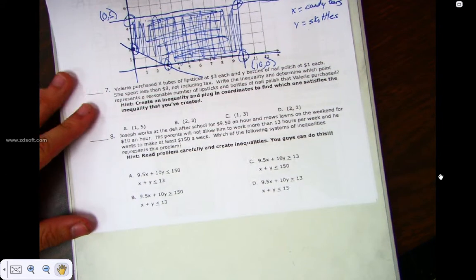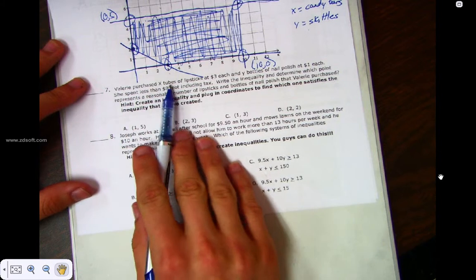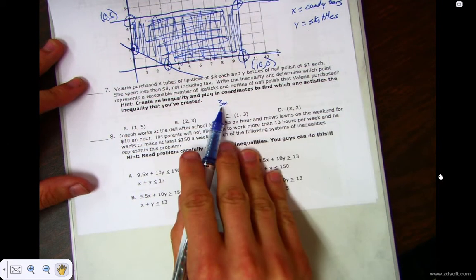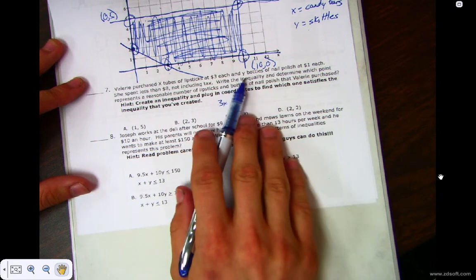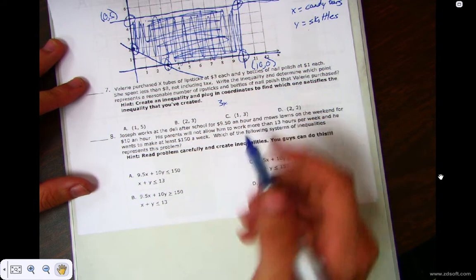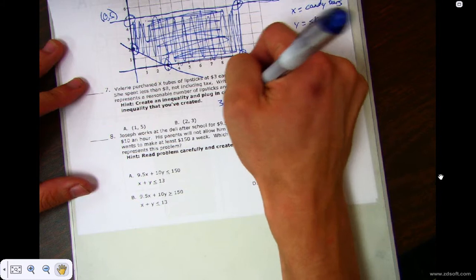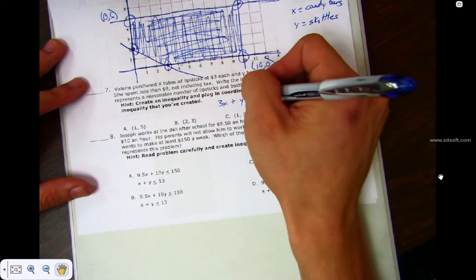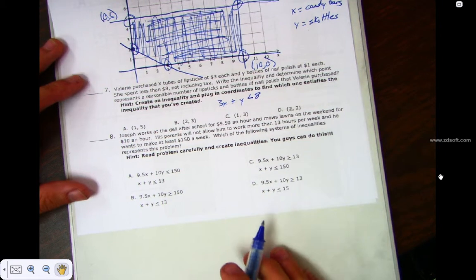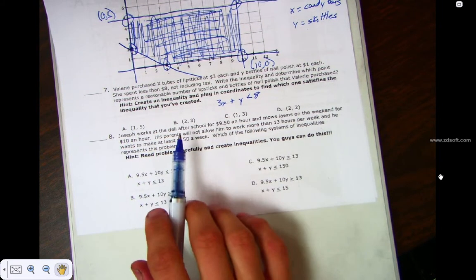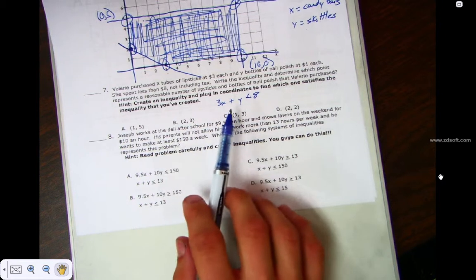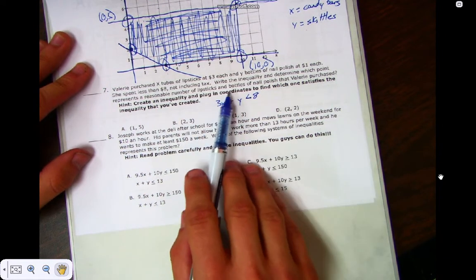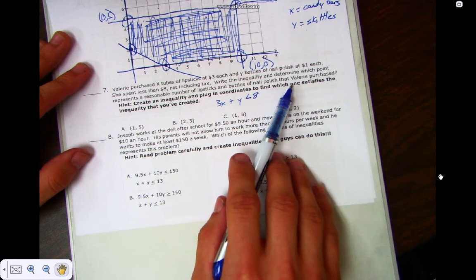All right, so this one says Valerie purchases x tubes of lipstick for $3 each, so 3 for every tube of lipstick, 3x. And then y bottles of nail polish at $1 each, so plus, I can write 1y or I can just write y by itself. Both are the same thing. She spent less than $8. So there's my inequality, and then it says write an inequality and determine which point represents a reasonable number of lipstick and bottles of nail polish that Valerie purchased.